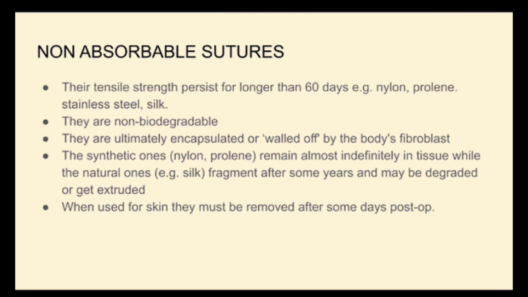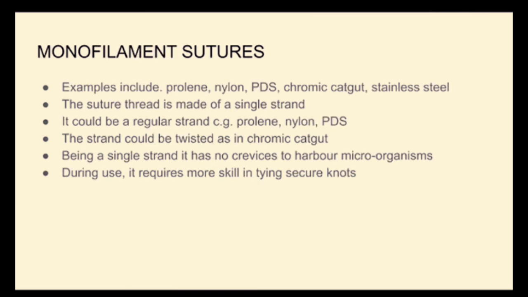For non-absorbable sutures, their tensile strength persists for longer than 60 days. Examples include nylon, prolene, stainless steel, silk. They're usually ultimately encapsulated or walled off by the body's fibroblasts. The synthetic ones, like nylon and prolene, remain almost indefinitely in tissue, while the natural ones fragment after some years and may be degraded or get extruded from tissues. When used for skin, they must be removed after some days post-op.